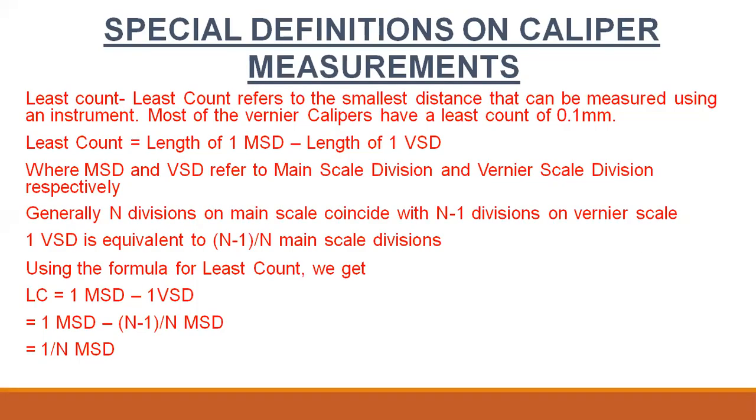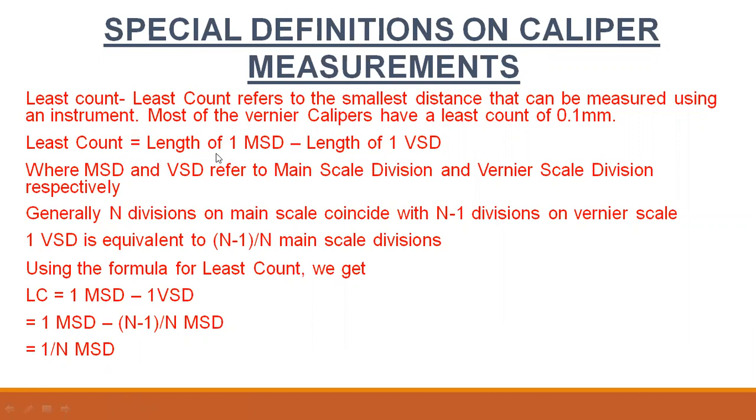Now the special measurements or special definitions on the vernier caliper. The last count is a very important term when we talk about the vernier caliper. Last count refers to the smallest distance that can be measured using an instrument. Most vernier calipers have a last count of 0.1 millimeter. The smallest reading which any tool can measure is called the last count. In case of a vernier caliper, the last count is 0.1 millimeter. It means that with accuracy and precision, a vernier caliper can measure a very small thing, as small as 0.1 millimeter.